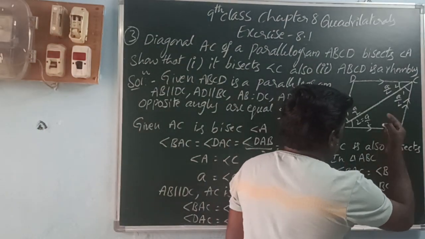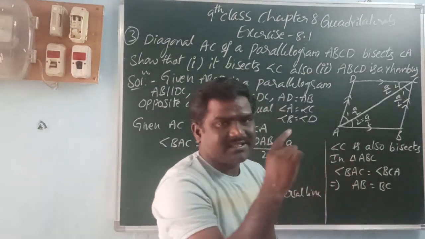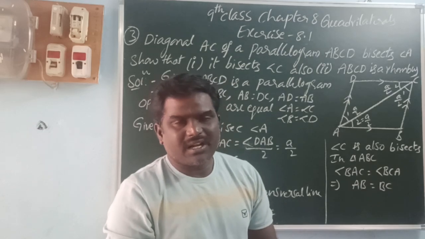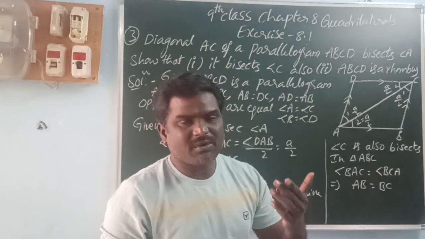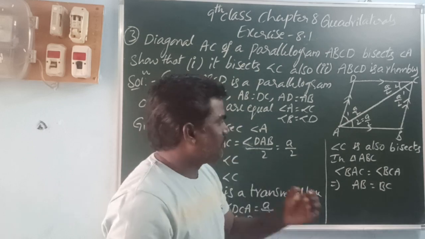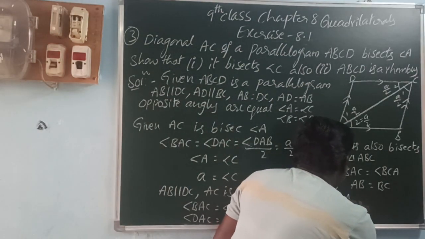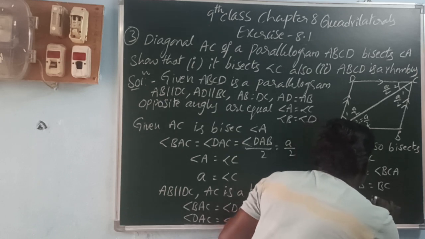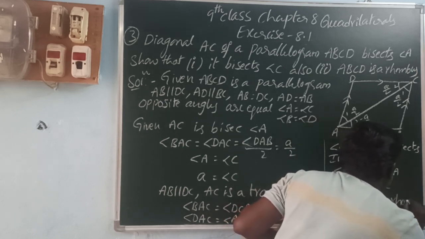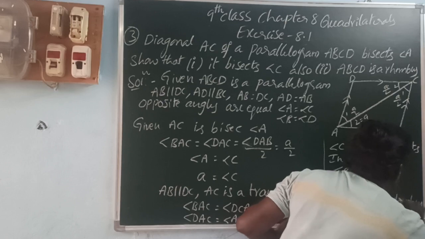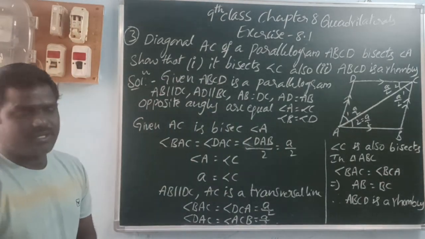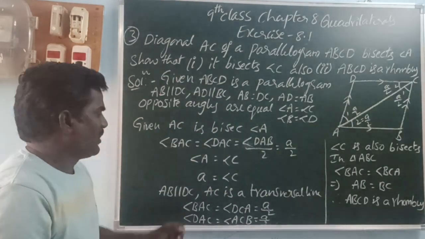Similarly, adjacent sides are equal. In a parallelogram, if adjacent sides are equal, that parallelogram is called a rhombus. Therefore, ABCD is a rhombus.